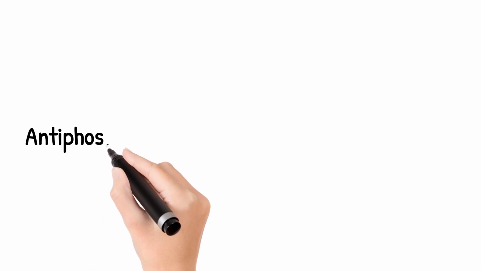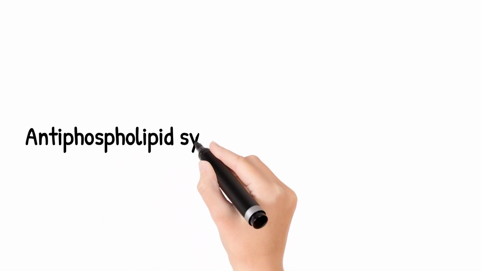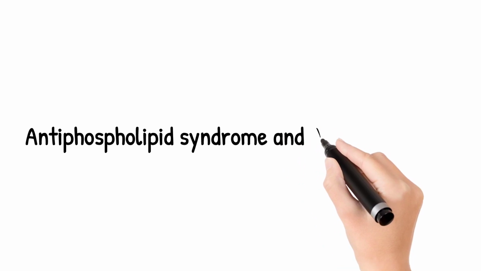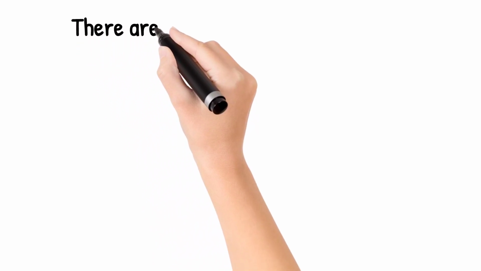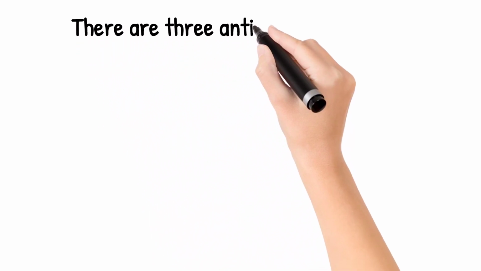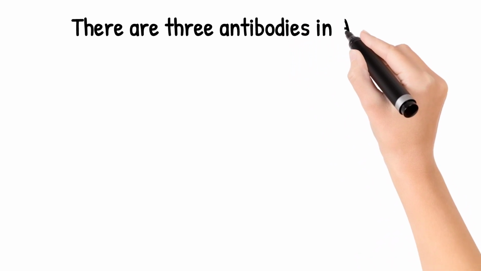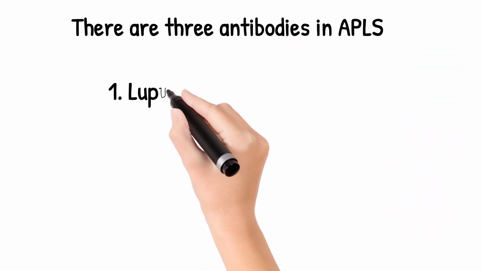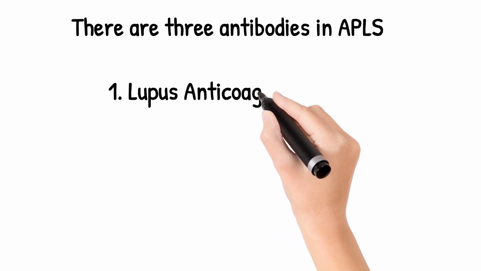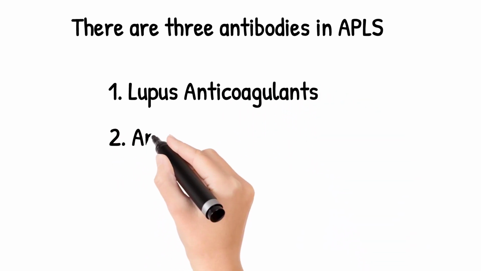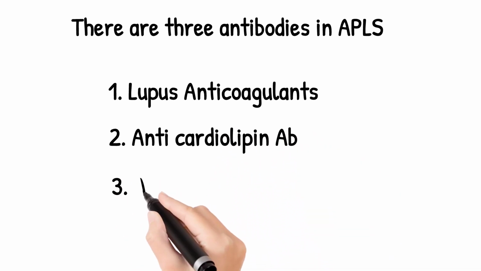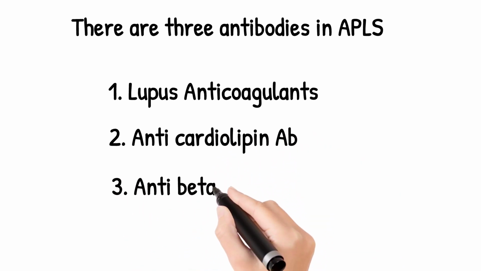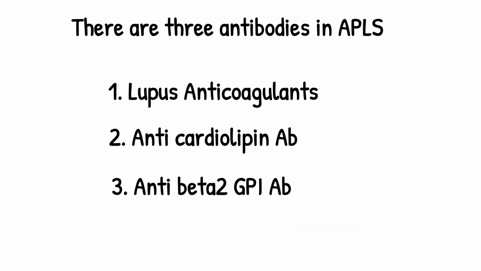Today we'll be discussing antiphospholipid syndrome and anticoagulation if needed during different scenarios of antiphospholipid syndrome. There are three antibodies in antiphospholipid syndrome. Number one is the lupus anticoagulant, which all of you may know. Number two is anticardiolipin antibodies. And number three is anti-beta GP antibody.